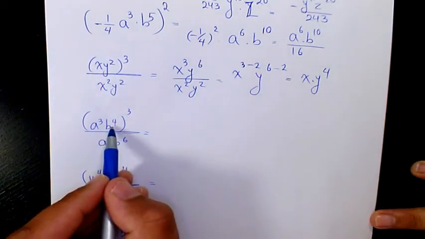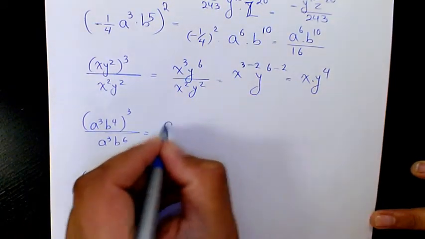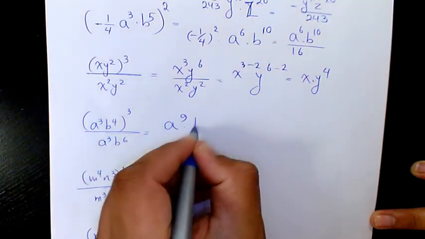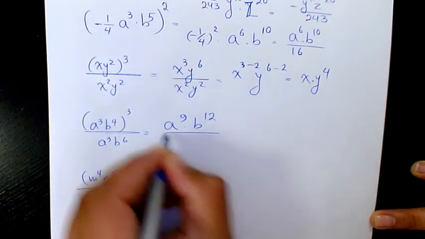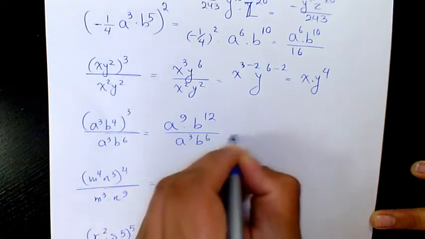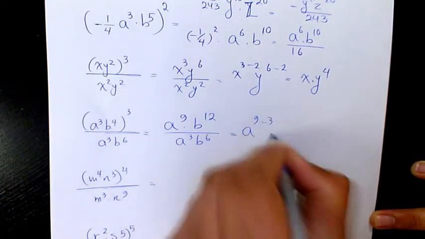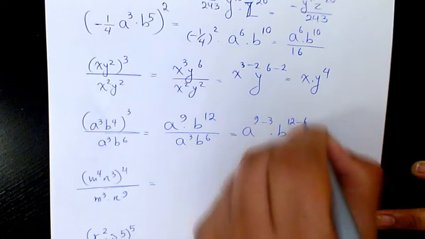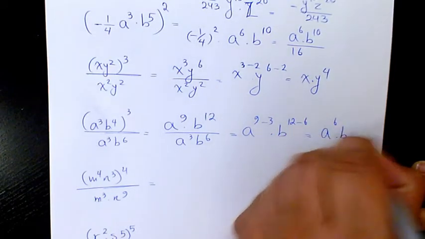A cubed b to the power of 4 to the power of 3. So it's going to be a to the power of 3 times 3, 9. B to the power of 4 times 3 is going to be 12, divided by a cubed b to the power of 6. So we get a to the power of 9 minus 3, b to the power of 12 minus 6. So a to the power of 6, b to the power of 6.